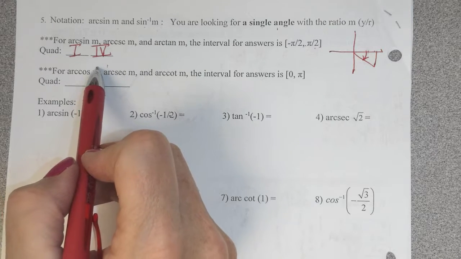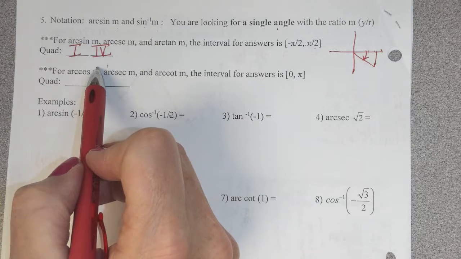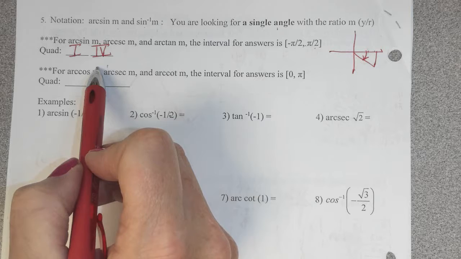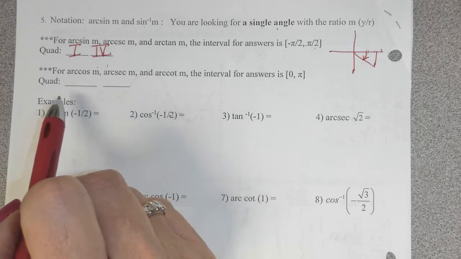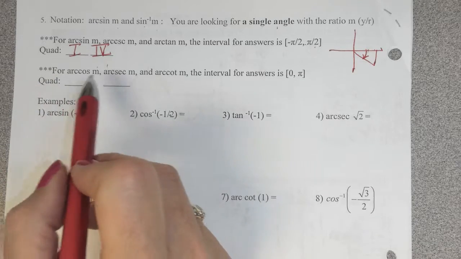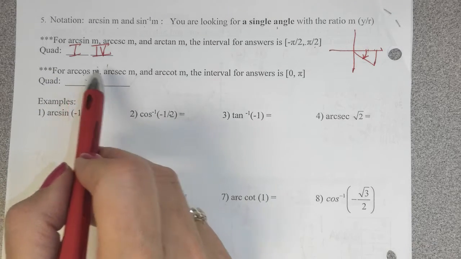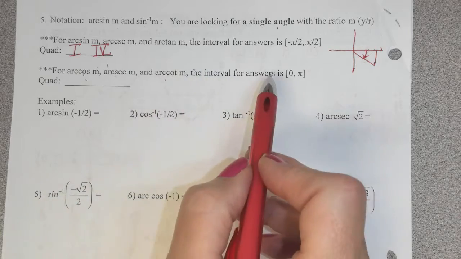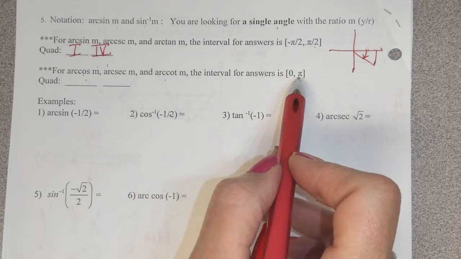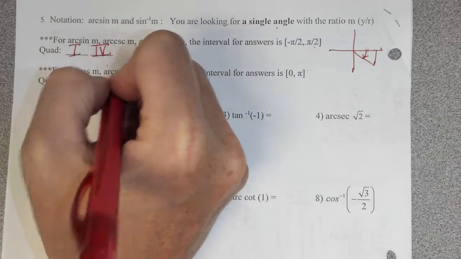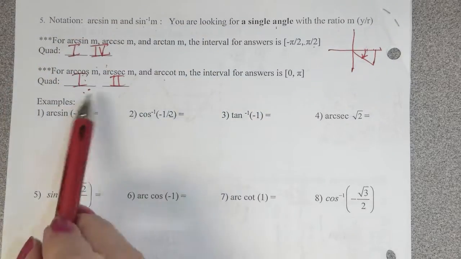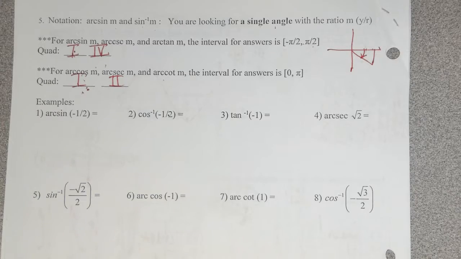Here's where it gets tricky, though. Even though we can use quadrant 4, I can't use names like 7 pi over 4, 5 pi over 3, 11 pi over 6. I can't use those names. I have to use other names for them. And we'll do some problems like that. For all of these functions, arccosine, arcsecant, arccotangent, every answer has to be between 0 and pi. What quadrants are those? 1 and 2. These are going to be easier. These are easier than that.